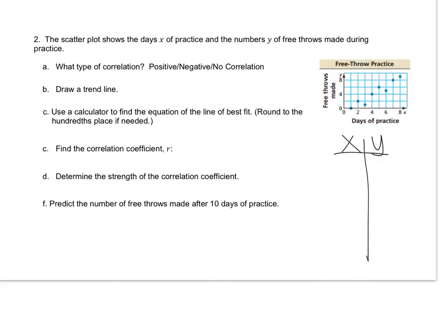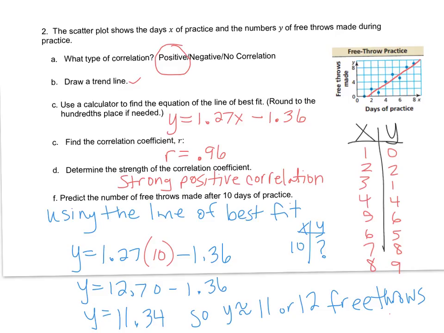So days are our x values. So for your x value, you're going to substitute in a 10 and solve it for y to find out the number of free throws. So go ahead and do the work. Pause your video while you do it. When you get it completed to the very best of your ability, start the video back up for the explanation.